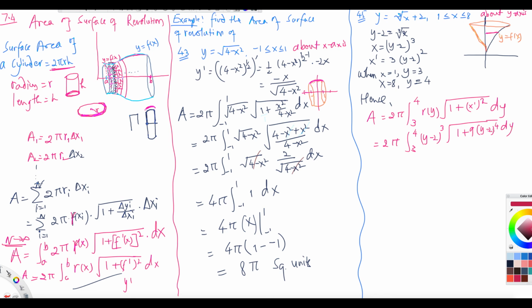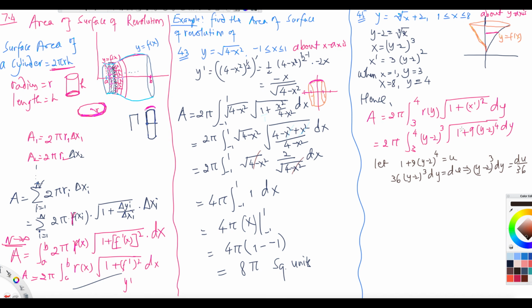So we need to integrate that, right? Since there is (y minus 2) to the 4th and there is (y minus 2) cubed, we can use u substitution. So you can write 1 plus 9 (y minus 2) to the 4th equals u. Then if you find the derivative, what do you get? 36 times (y minus 2) cubed dy equals du, right? So that implies (y minus 2) cubed dy will be du over 36. That's what you write, right?